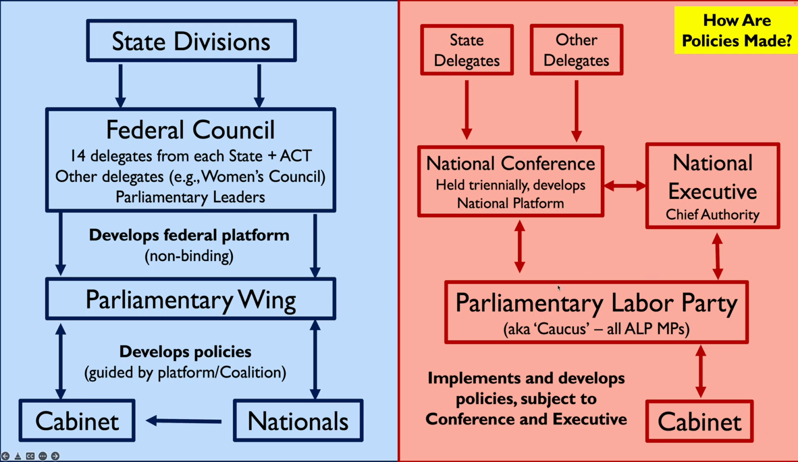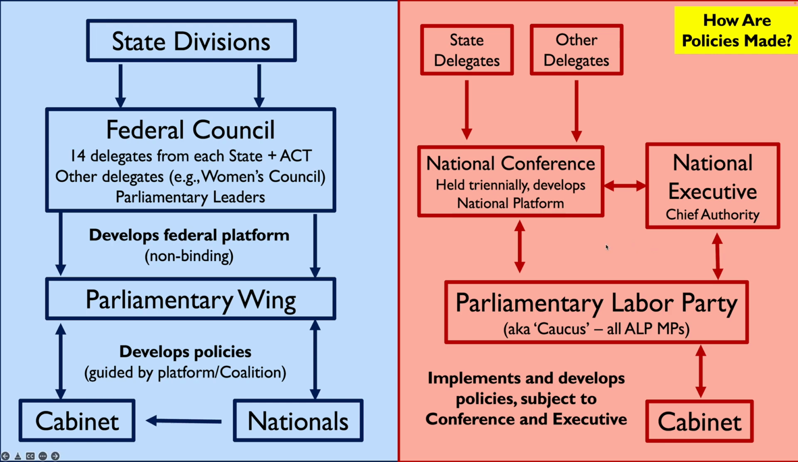Now, obviously not every member of the Parliamentary Labor Party has equal influence. That is where the shadow ministry and the shadow cabinet come into play. As the senior members within the Parliamentary Labor Party, they are the leadership group. They will play a bigger role in determining what to prioritise.